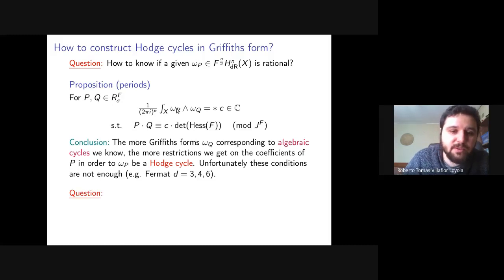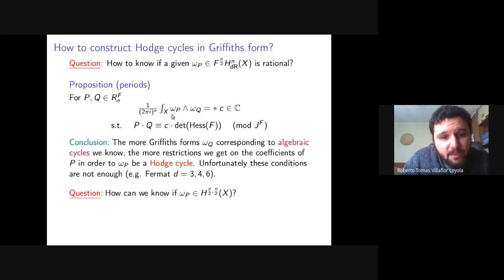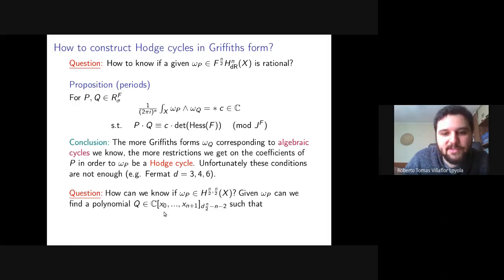So what we need to do is to answer the following question. How can we know if a form in the Griffiths basis lies exactly in the middle part of the Hodge decomposition? So we don't just want one representative of this omega p in Griffiths form, but we want the right one, the one that is lying exactly in the middle part. In other words, given the Griffiths form, can we find another polynomial such that we are in some way projecting it to the middle part of the Hodge decomposition, right?